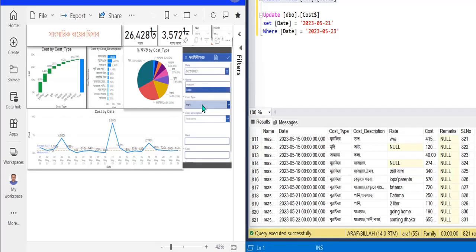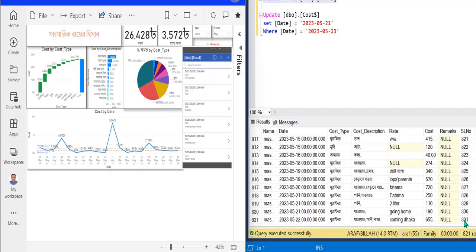Cost for my wife, it was for non-green or fuska for my wife at Khulna. It was cost around 1000 taka. Now hit the save.